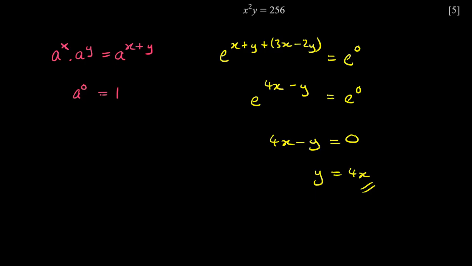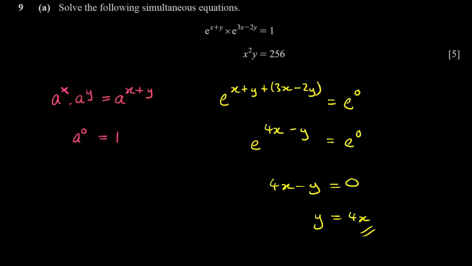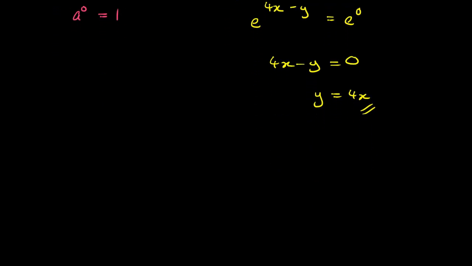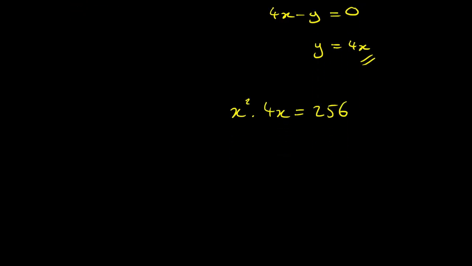So that's okay. Now we just simply substitute that into here, right? So we're going to get x squared times 4x is equal to 256. So we divide 256 by 4. So we'll get x cubed is equal to 64. And then if we cube root 64, we should get 4.